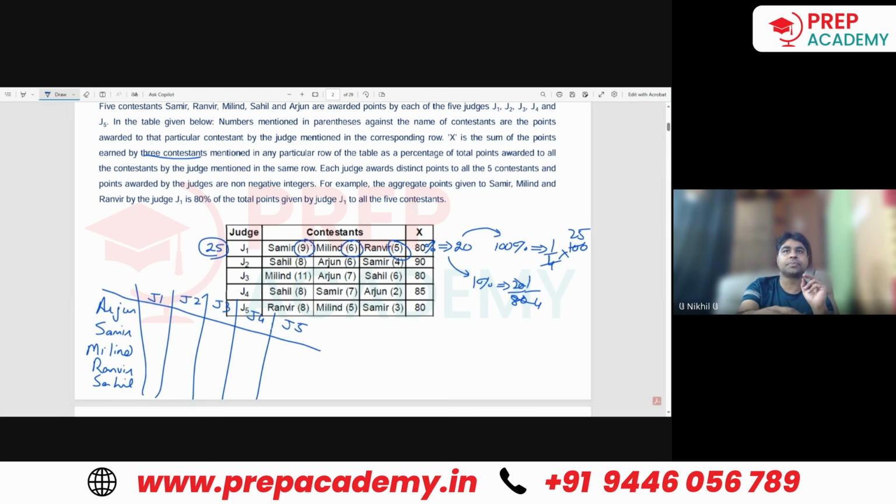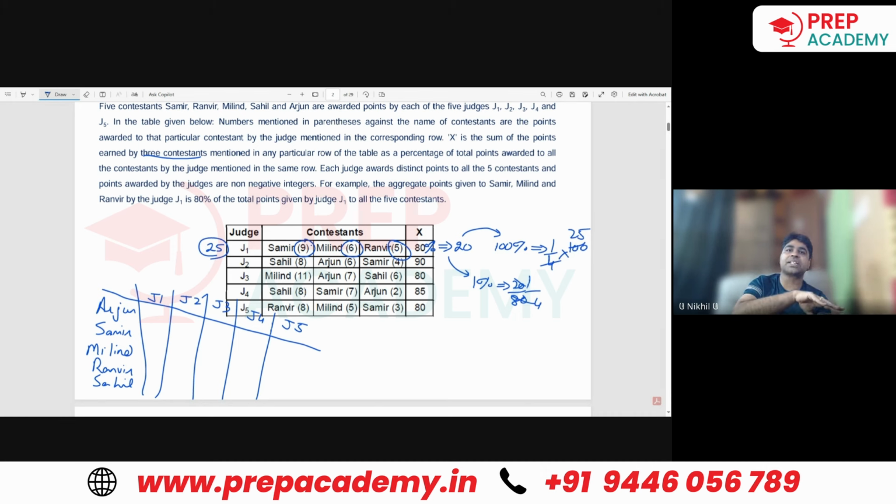Is this point clear? Yes, sir. Similarly, for judge 2, 8 plus 6 plus 4 would be 18. If 18 is equivalent to 90%, so 1% would be equal to, sorry, 90% is equal to 18. So 1% would be 18 upon 90, 1 upon 5. So 100% would be 1 upon 5 into 100. That would be 20 only. So judge 2 awarded a total of 20 marks. Similarly for judge 3, judge 4, judge 5.